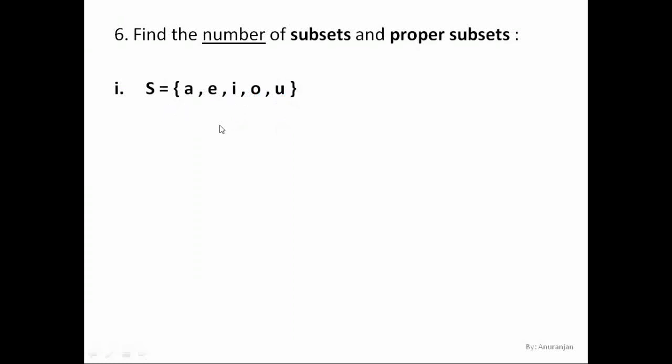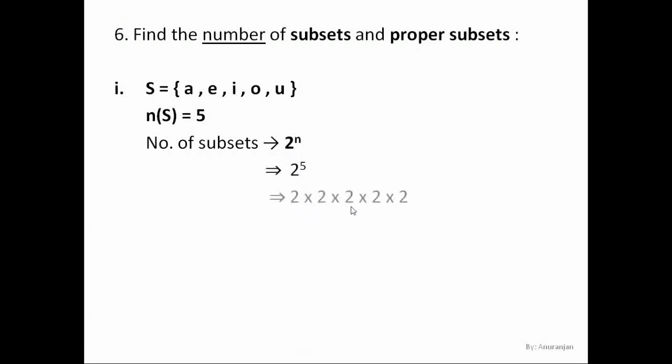That is 2 to the power n. So what is the cardinal number? First we need to know. So what is the number of elements? 1, 2, 3, 4, 5. So we can say the cardinal number of set S is 5. n is equal to 5. And what is the formula for finding the number of subsets? 2 to the power n, right? So n is 5, we can substitute. So it means 2 to the power 5. Now 2 to the power 5 means 2 into 2 into 2 into 2 into 2. That will give you 32 subsets. So the number of subsets of set S is 32.